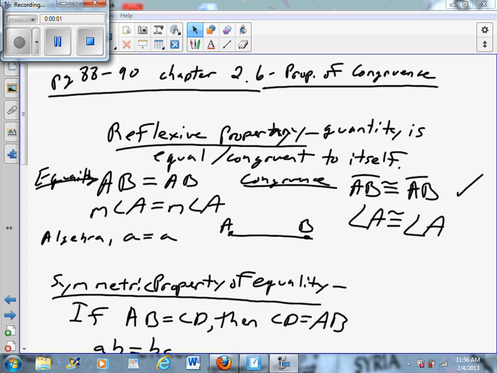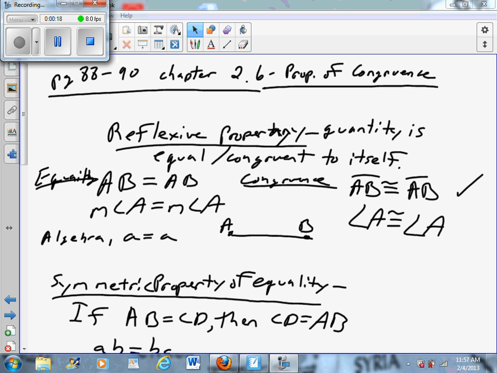Going over chapter 2.6 here, properties of congruence, starting on page 88, working our way over to page 90 before we get to some of the review of some of the assignments that we're going to be doing. All right, so let's review some of these properties of congruence that are talked about in chapter 2.6.